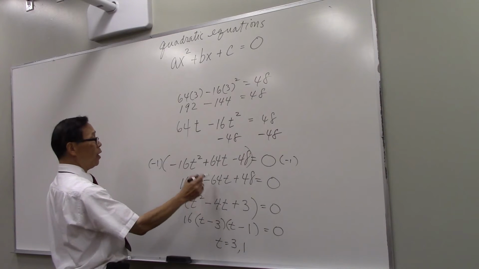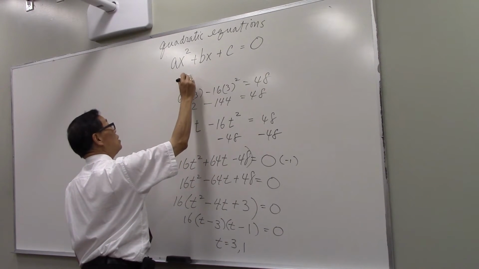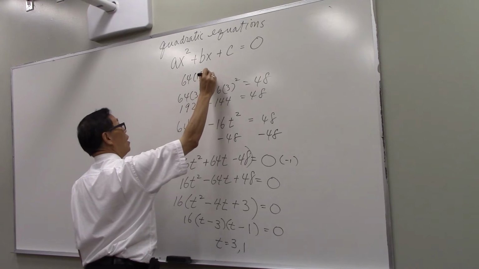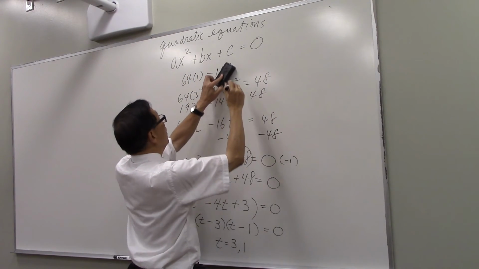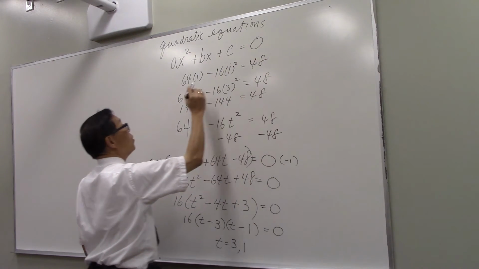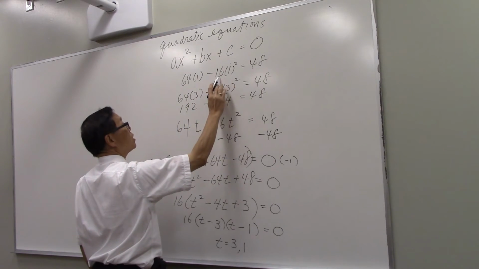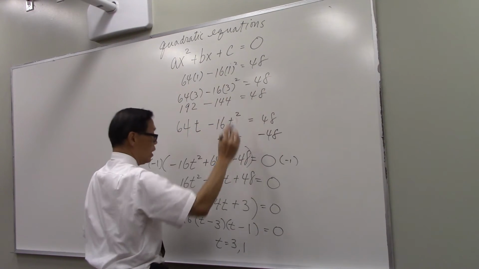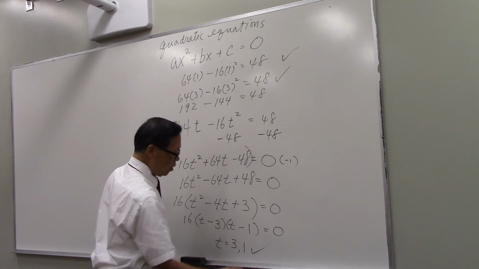Now what about when t is 1 second? So this is easier. t is 1, so we put 1. Of course, 64 times 1 is 64, minus 16 times 1 is 16. 64 minus 16 is 48. So these are the two answers.